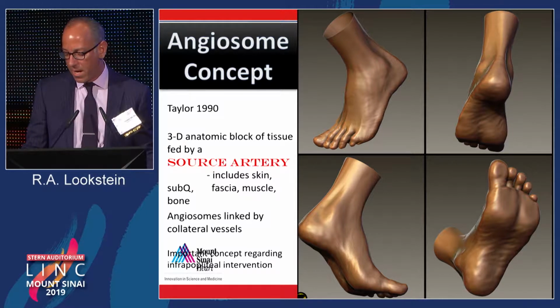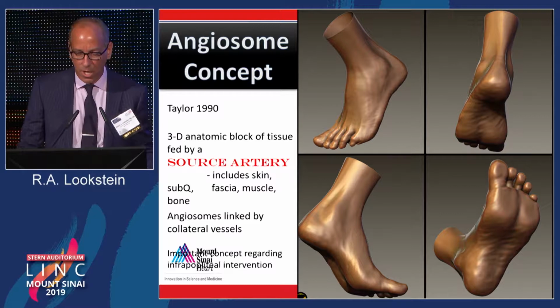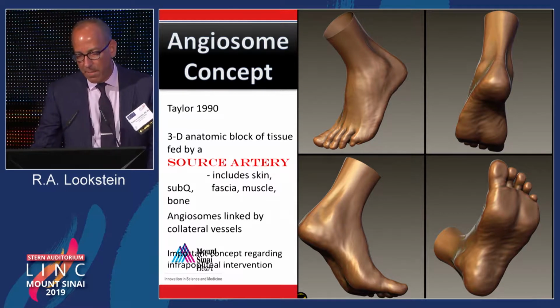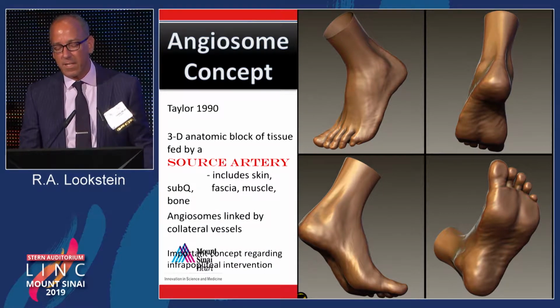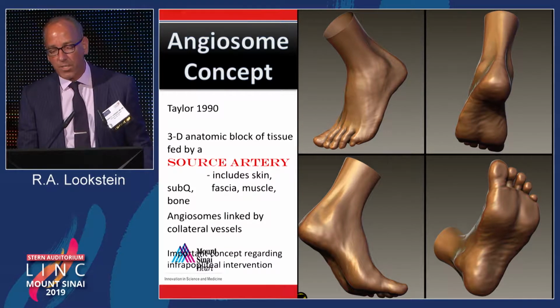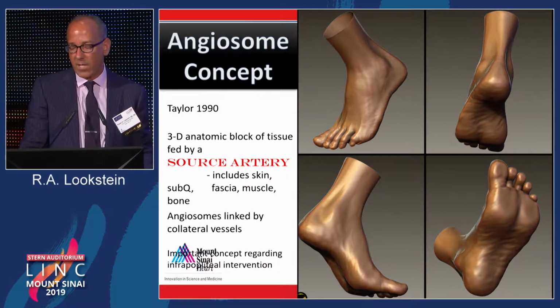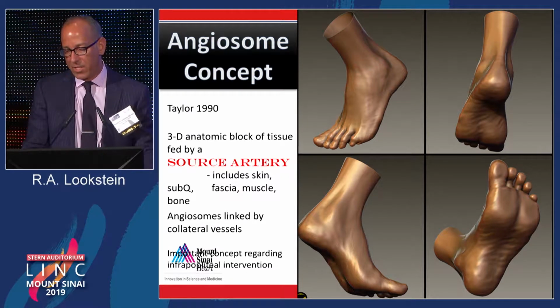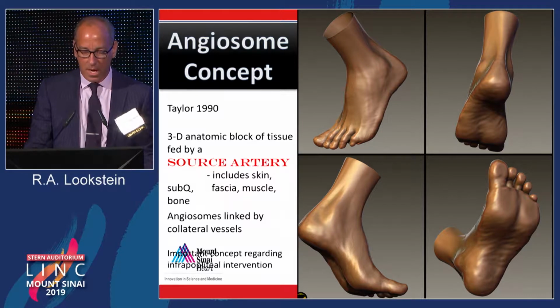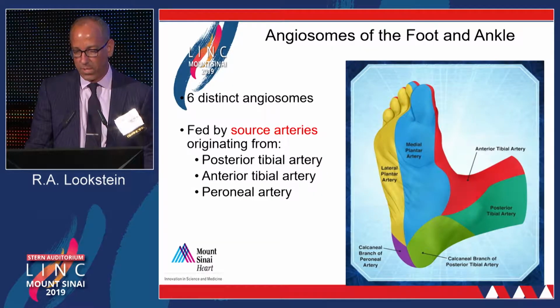It was originally described by plastic surgeon Dr. Taylor, who described in the lower extremity blocks of tissues, essentially three-dimensional blocks of tissues, which include a source artery, but the overlying skin, the subcutaneous fascia, muscle, and bone. And the concept is that if you want to achieve wound healing, you actually need to achieve direct revascularization of the specific angiosome, this block of tissue where the wound is in fact located, and that's the greatest likelihood of achieving limb salvage and certainly wound healing.